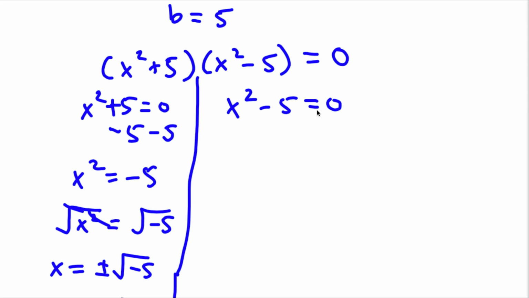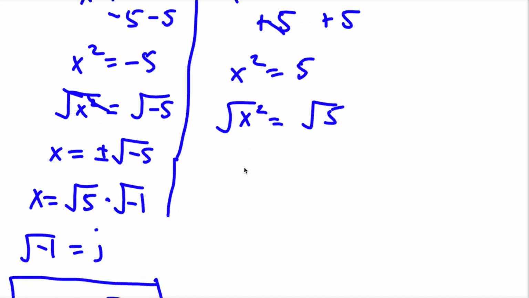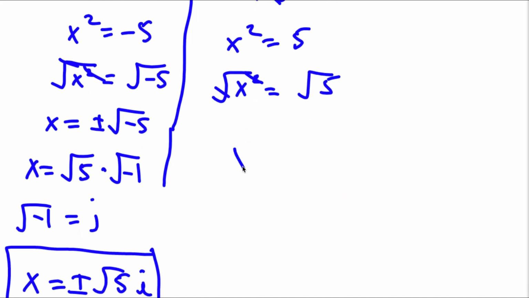Now, for x squared minus 5 equals 0, I can simply add 5 on both sides. These two cancel out, and I'll have x squared is equal to 5. Now I can take the square root on both sides, so I have the square root of x squared is equal to the square root of 5. So these two cancel out. Now I'll be left with x is equal to plus or minus the square root of 5.